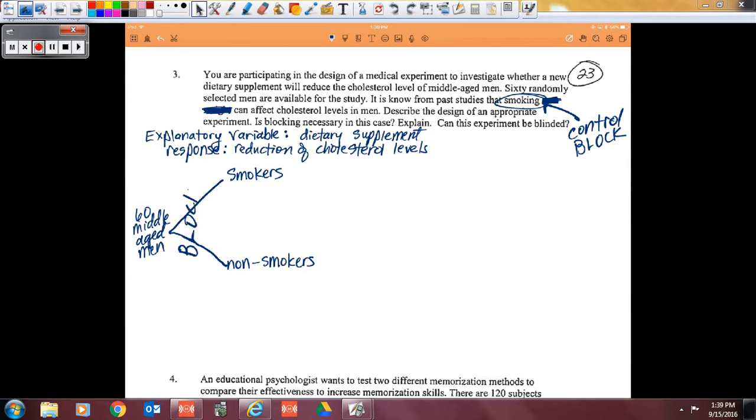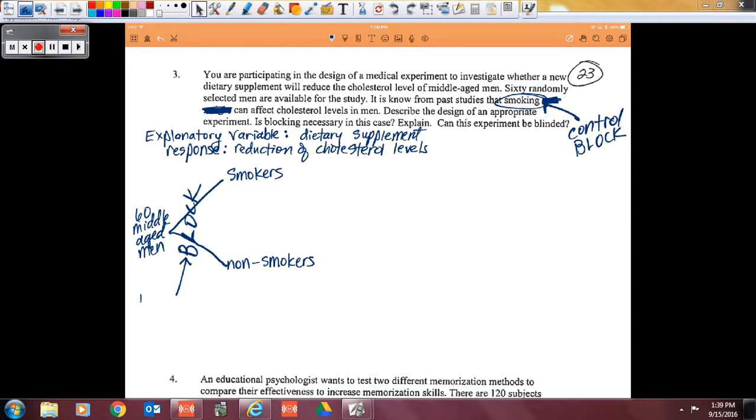Now, quick question. Should I block them by their hair color? Why not? There's no reason, because hair color doesn't affect their cholesterol level. You would only need to block if it's something that affects what you're measuring. Okay? All right. Now, remember, we need to write how and why.